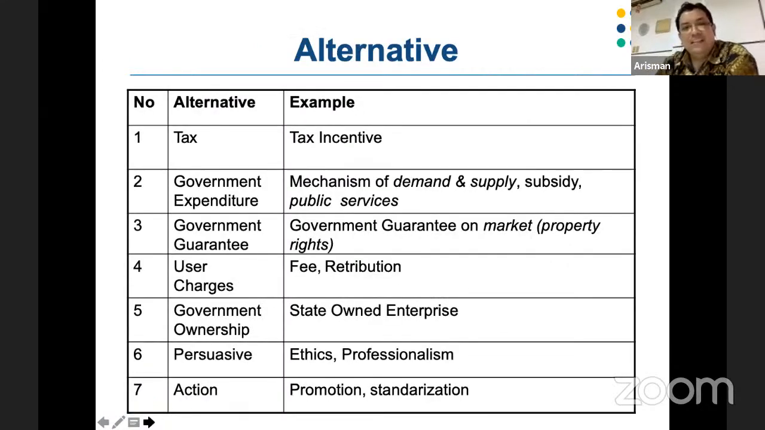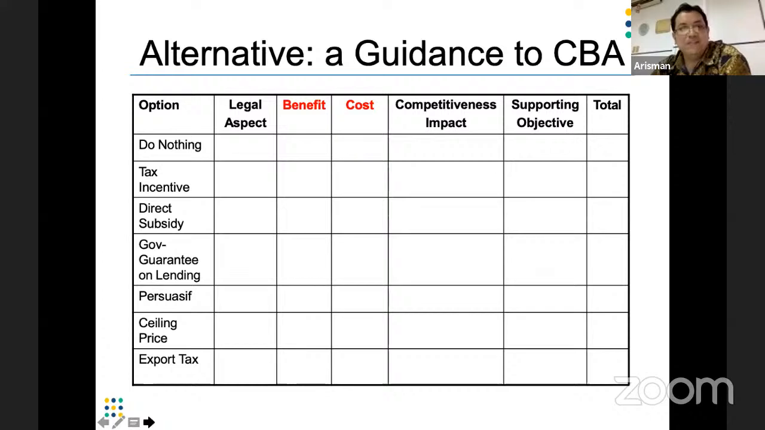I would like to share about the alternatives that can be used for the policy, like in the context of tax, like a tax incentive, and also for the user charge, which can be a fee or retribution. And these are seven examples that can be used as alternatives. And then you can also use this table to make a checklist of which one is already in the lineup of benefit, like tax incentive, and then in the context of legal aspect, competitive impact, and supporting objective. So you can make a score, and this is just a guidance for the cost benefit analysis.